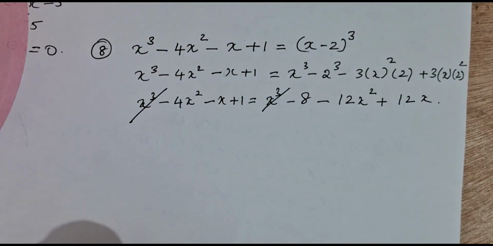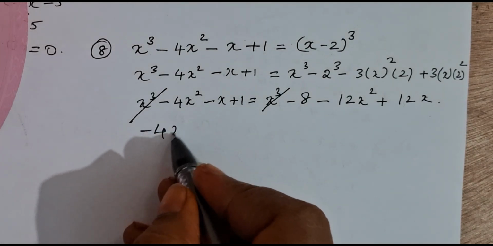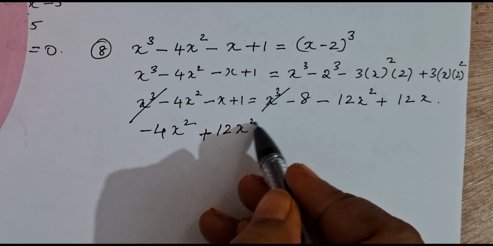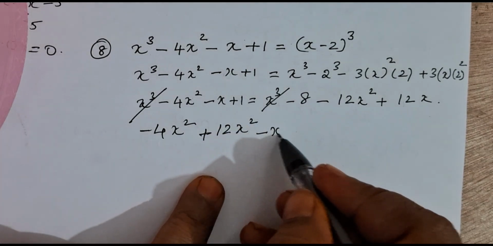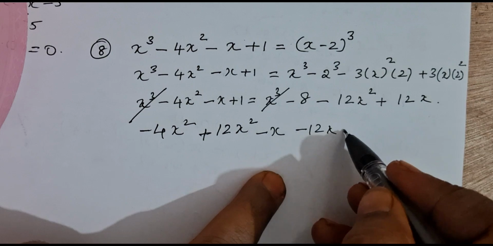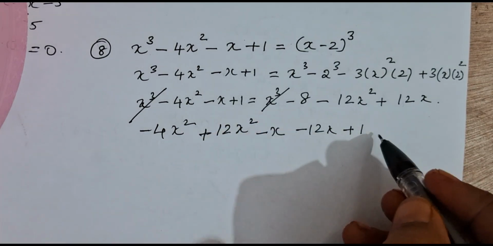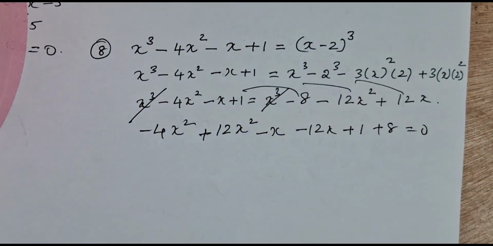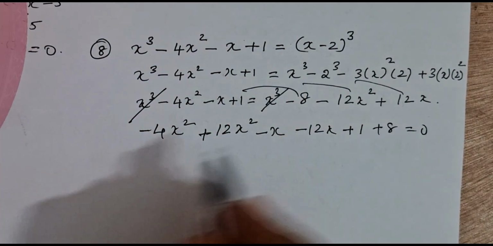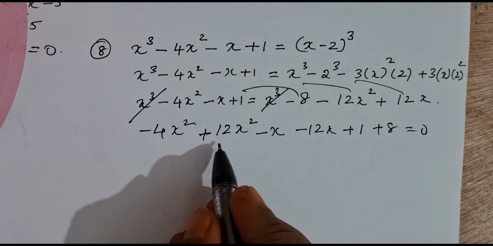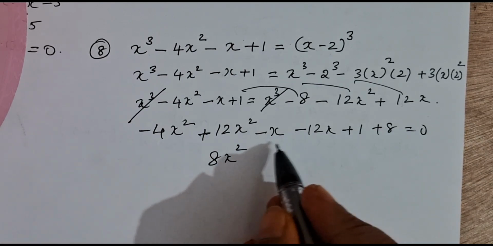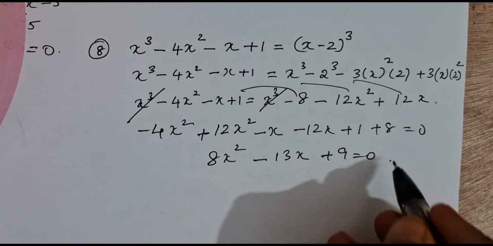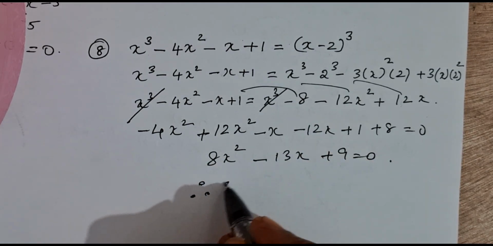So which is equal to 6x square plus 12x. Now here it is minus 4x square plus 12x square, and x cube and x cube will get cancelled. And now you will get 4x square plus 12x square minus x minus 12x plus 1 plus 8 is equal to 0. So now this is a quadratic equation because the highest power is 2.